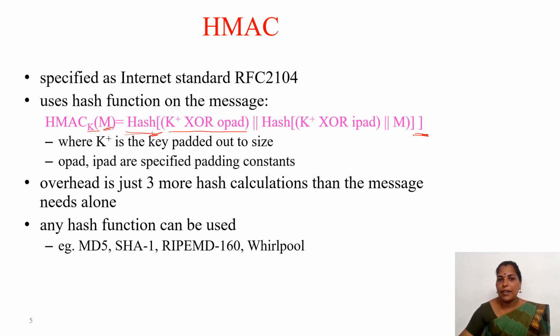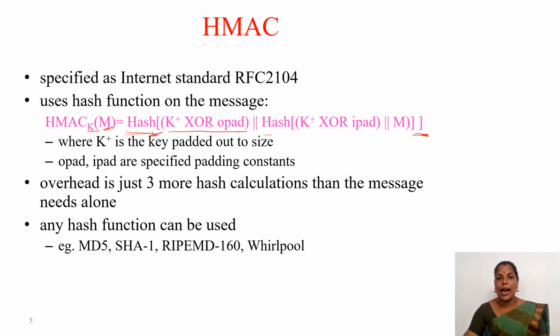First it is applied with K plus XOR OPAD. It is concatenated with the hash of K plus XOR IPAD concatenated with the message. For this whole term the hash is applied, and that is the HMAC. In the full authentication code the hash function is applied. Here K plus is the key padded out to size, as I already told you, and OPAD and IPAD are specified padding constants, some hexadecimal values. Overall it is just three hash calculations more than the message alone.